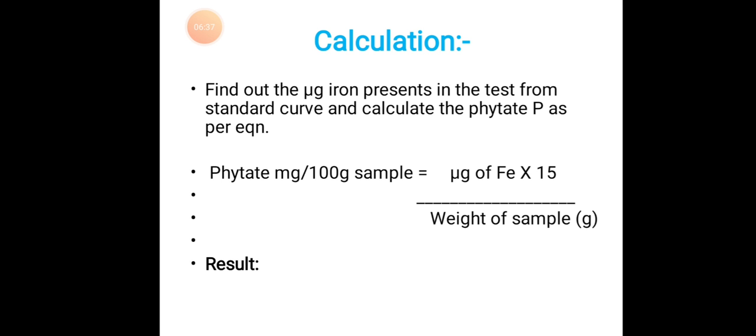Coming to calculation, find out the micrograms of iron present in the test sample from the standard curve and calculate the phytate phosphate as per the equation: phytate phosphorus in milligrams per 100 grams sample is equal to micrograms of iron times 15 divided by weight of sample in grams. This gives the amount of phytate phosphate present in the sample.